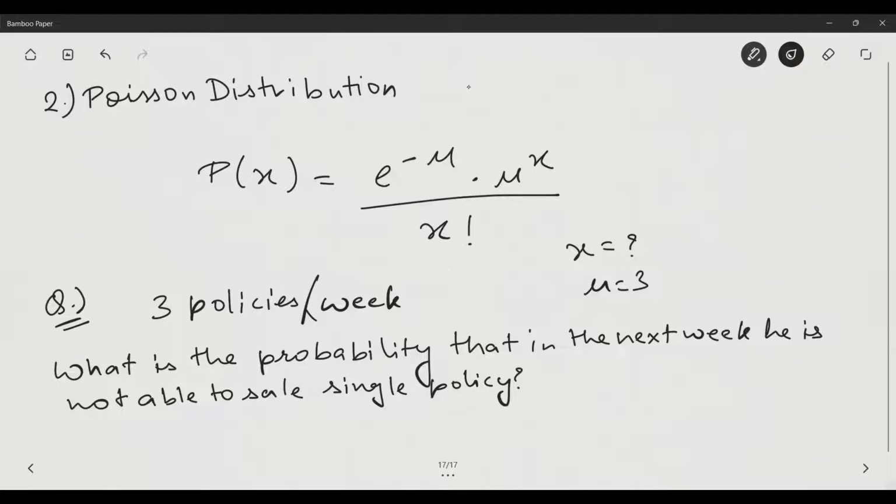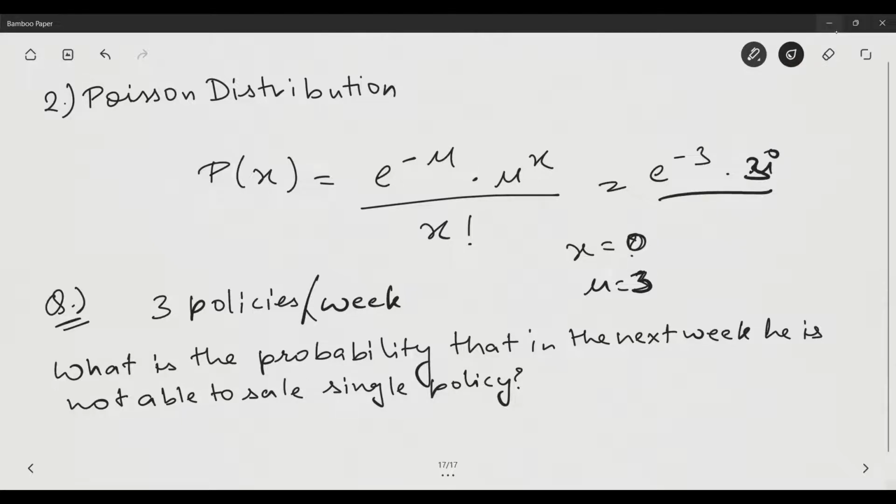I think it's a very simple question here. On an average, 3 insurance policies per week. So your mu is what? 3? Yeah, very correct. Mean is 3 and X is 0, because he's not able to sell any insurance policy. So X is 0. By mistake I already wrote mu, so mu is nothing but 3. Now you put the values over here and you will get the answer.